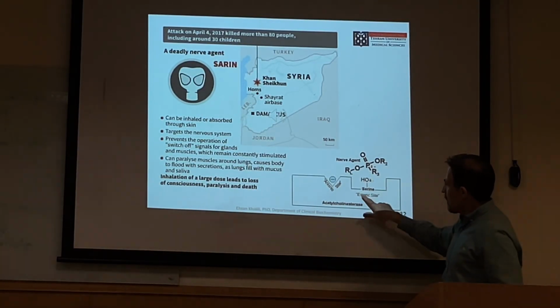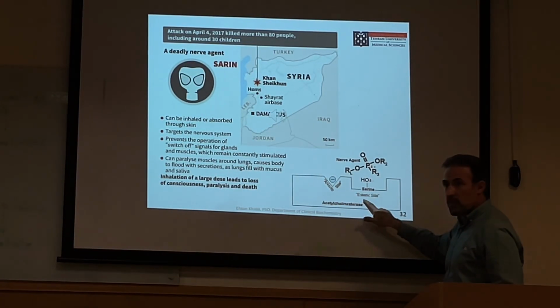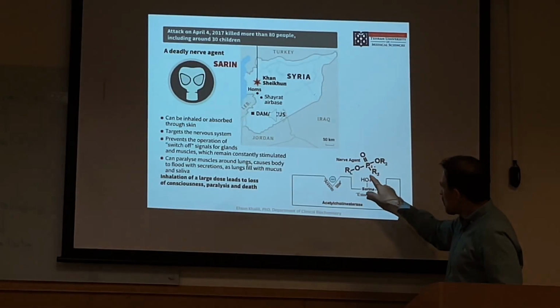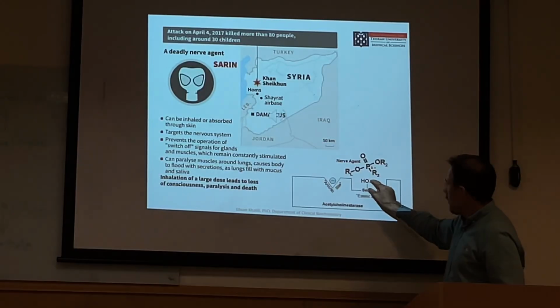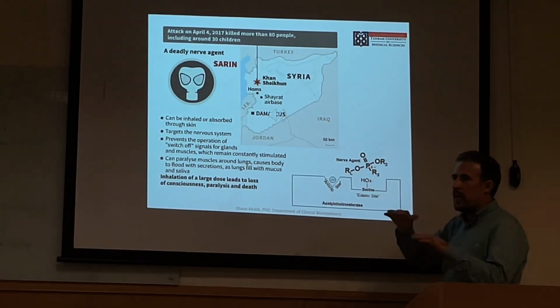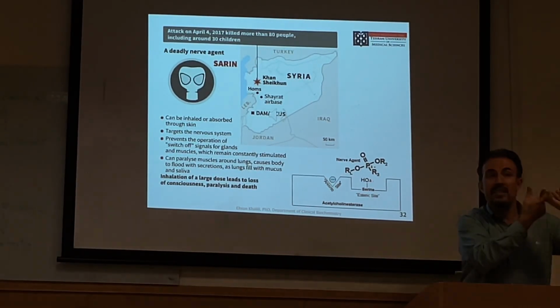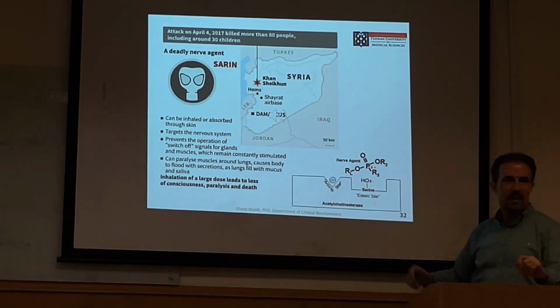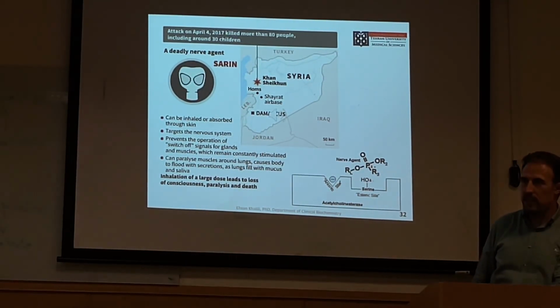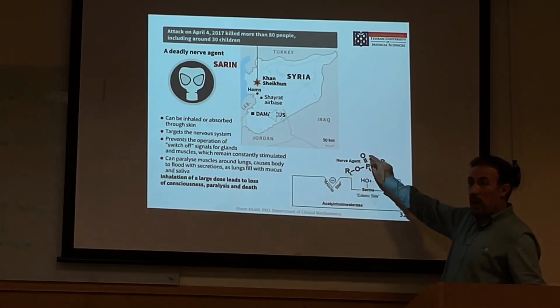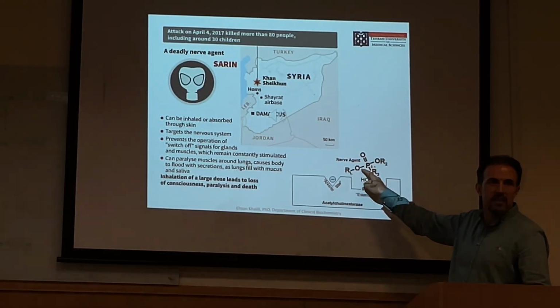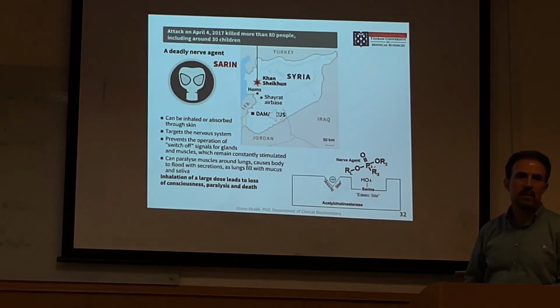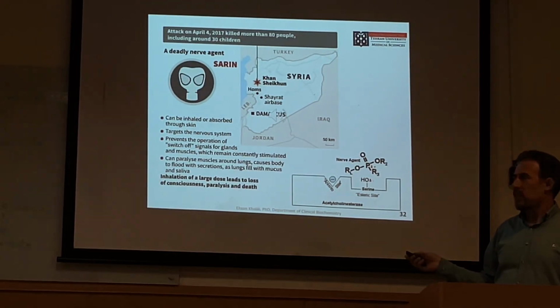It bonds to the active site of acetylcholinesterase and destroys it. It bonds to this serine, see the OH of serine, and the bonding is irreversible and destroys acetylcholinesterase. And unfortunately, if the levels go up and we have a toxic level of this, it can be the main cause of death.